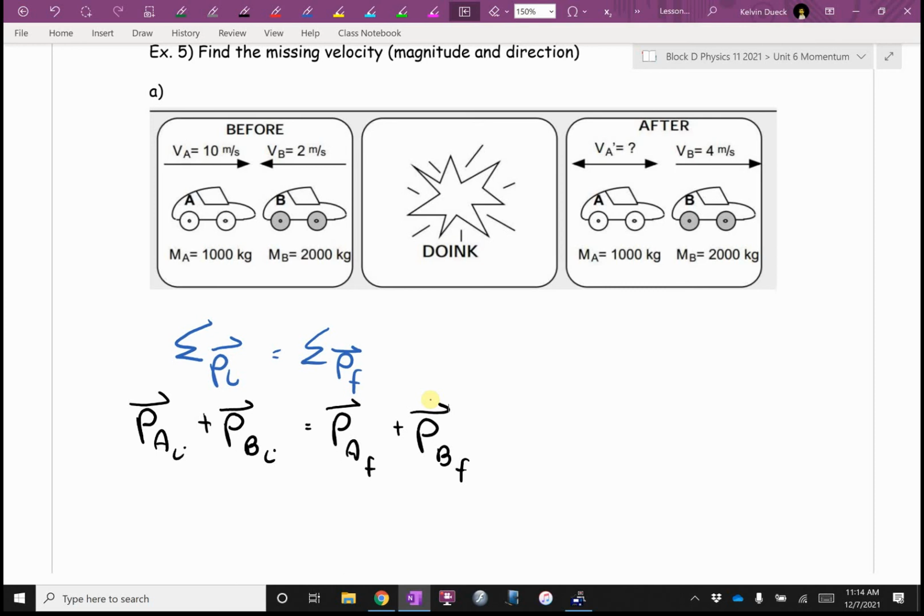Looking at this picture, are there any changes in direction? Yes, because the arrow's pointing to the left. Let's call to the right positive. So if I get a negative answer, my direction is going to be to the left. If I get a positive answer, my direction is going to be to the right.